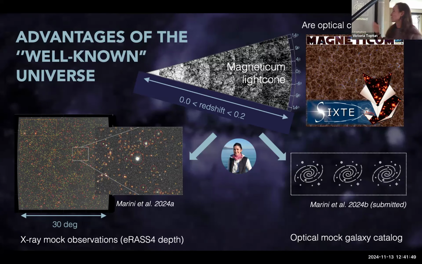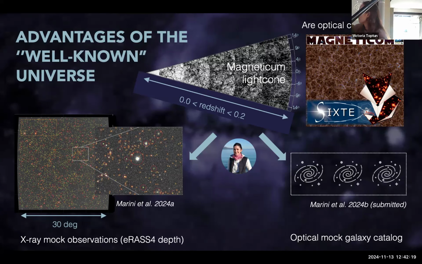A postdoc in our team, Ilaria Marini, created a light cone with Magneticum hydrodynamical simulations. This light cone goes up to 0.2 in redshift, so it's in the local universe, and expands 30 degrees in size. For this simulated light cone, we created two types of mock observations. First, we created X-ray mock observations equivalent to eROSITA depth.